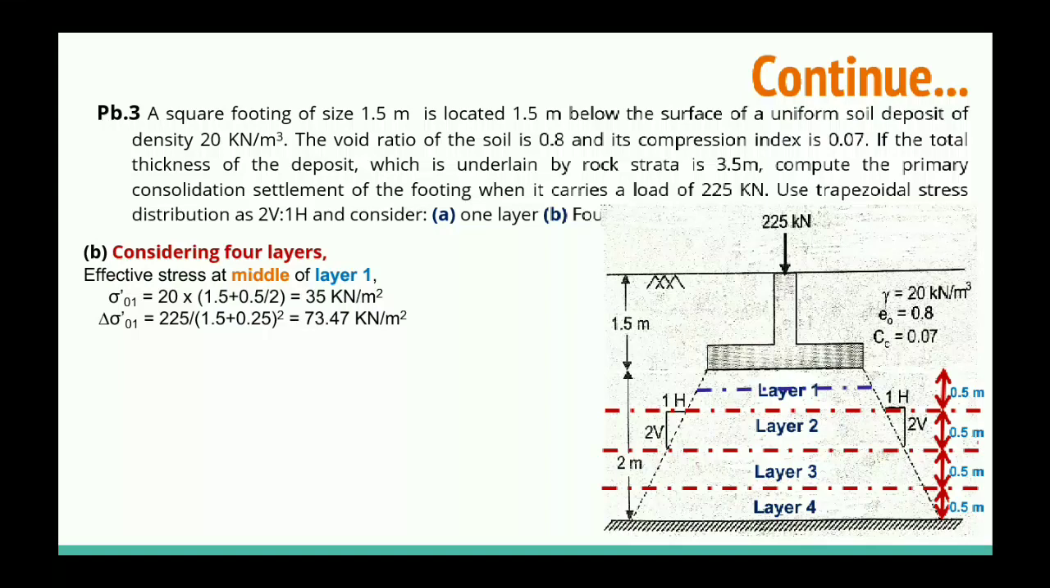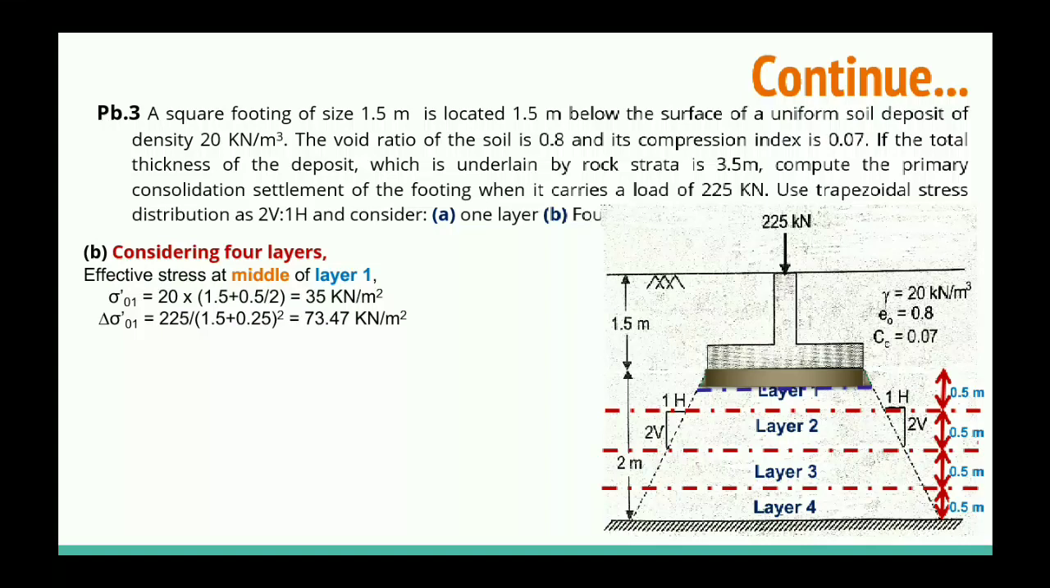So the change we can calculate. This is the dispersive pattern, and you can say this is the trapezoidal pattern. So vertical is 0.25 meter, then horizontal would be 0.25 by 2, from the left and from the right, so the extra will be 0.25 plus the width of the footing, and the load is 225. So by using this formula we can get 73.47 kN per meter square.